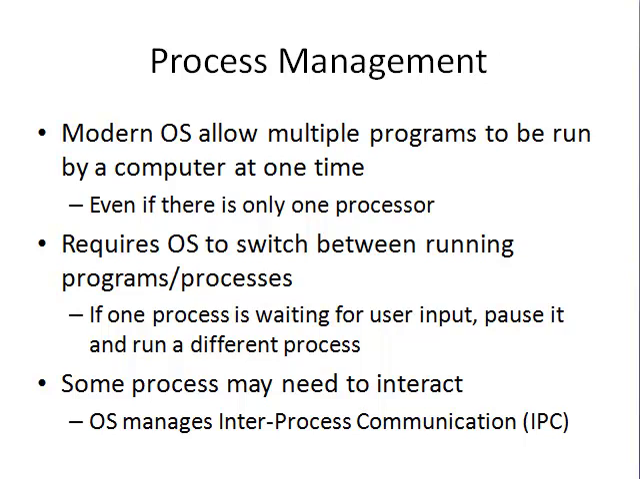And this is done by switching between the different running programs and processes at high speed so that a little bit of each can be done. They all appear to be running at the same time to our eye, but really only one is being run at a time, and the operating system is able to switch between them quite rapidly. You can also take advantage of situations in which one process is waiting for user input. The system knows it can pause that process, ignore it for now, and do something else, and wait for that user input to occur. And where processes need to interact, the operating system manages this inter-process communication.